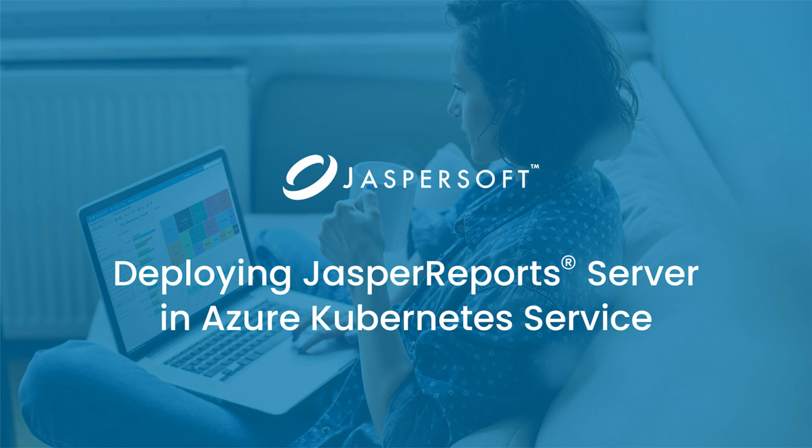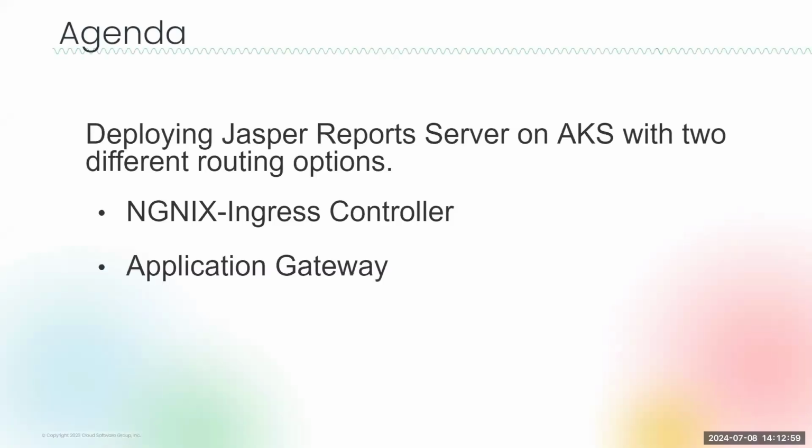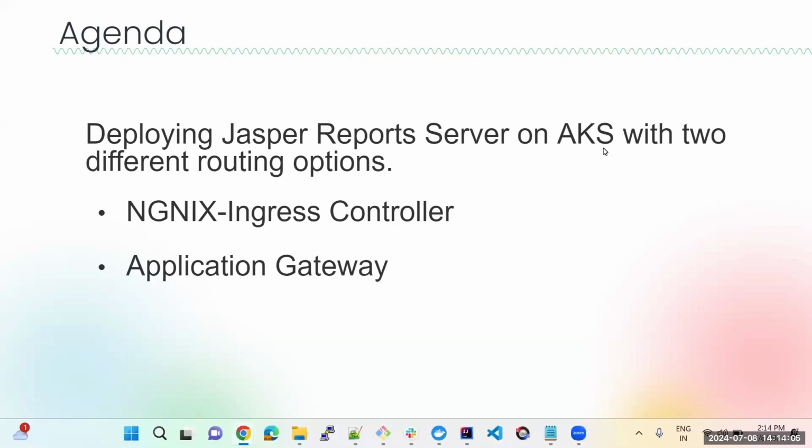Everyone. In this video, we will demonstrate how to deploy JasperReports Server on Azure Kubernetes Service. Our agenda is deploying JasperReports Server on an AKS cluster with two different routing options, using Nginx as ingress controller and using application gateway. To achieve this deployment, we require two images, Jasper Server Web Application and Jasper Server Buildomatic.